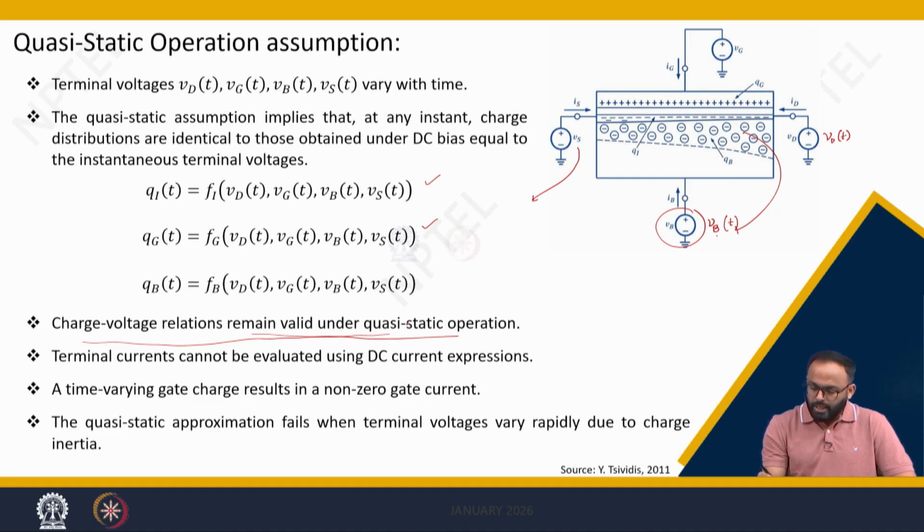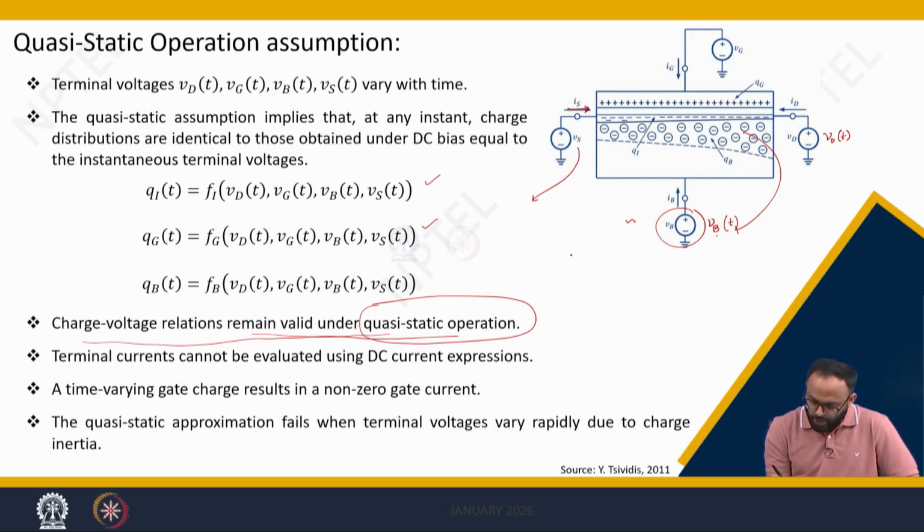In the sense, let us say you have applied a very small voltage and take a snapshot. When you take a snapshot, you freeze that particular picture, and when you compare it with the DC analysis, it seems exactly identical. That is what quasi-static operation means. However, make sure the current does not follow the same analysis that we have done so far for DC.